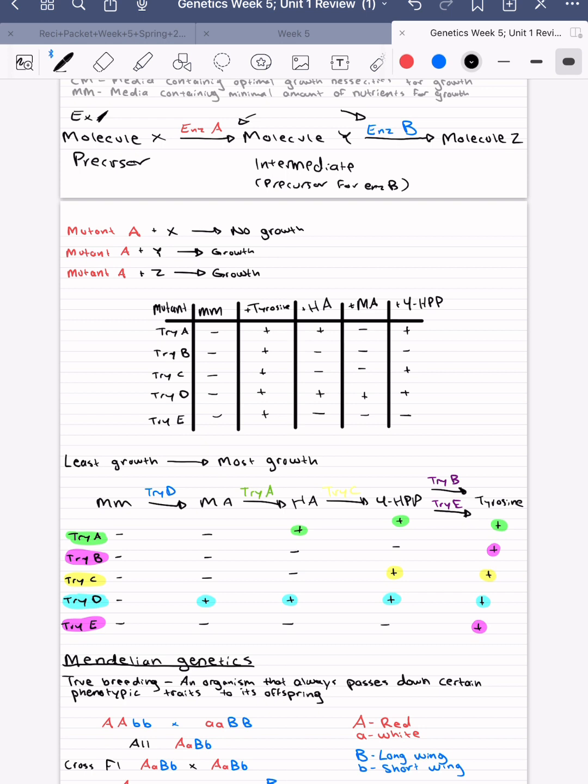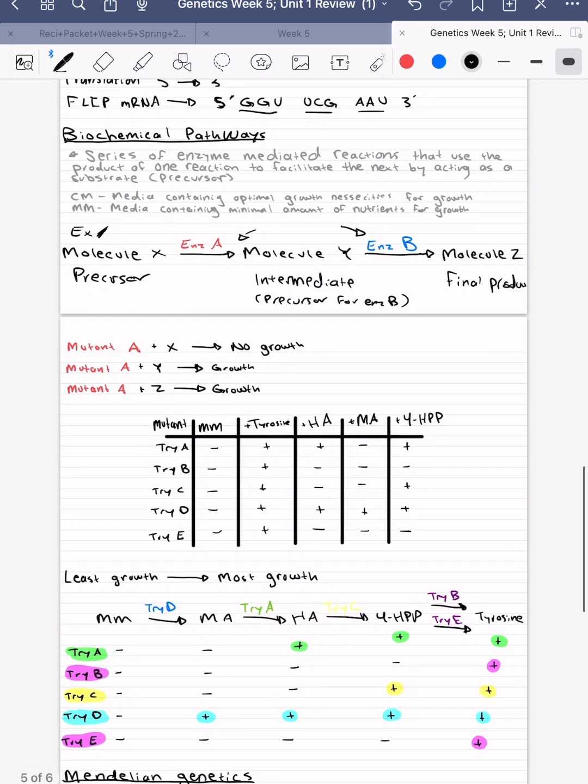In which enzyme B converts this intermediate into molecule Y, which would be the final product. Now, for example, let's say that we had a mutation that codes for enzyme A, and now it's non-functional, and we had the presence of molecule X. What would then happen? Nothing. There would be no growth occurring.